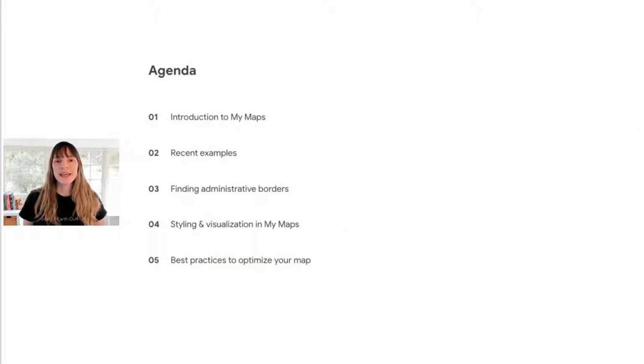Here's what we're going to cover today in this training. First, I'm going to give a really quick introduction to Google My Maps. Then I'll dive into some recent examples of My Maps. Next, I'll walk through how to build a map yourself, complete with searching for map data to import into your My Map. I'll review different options for styling your map data. And then finally, I'll end with best practices to optimize your map and make it as user-friendly as possible. So with that, let's dive in.